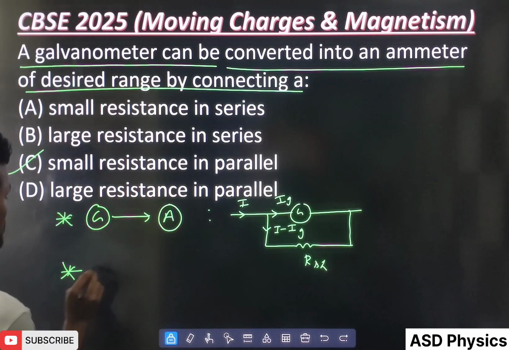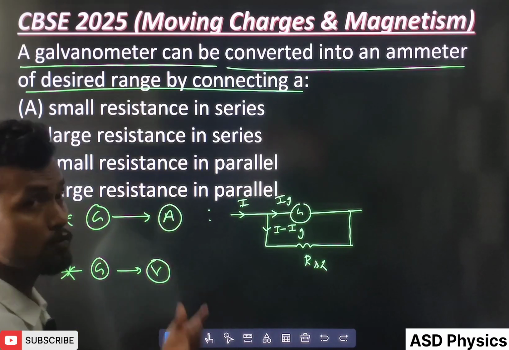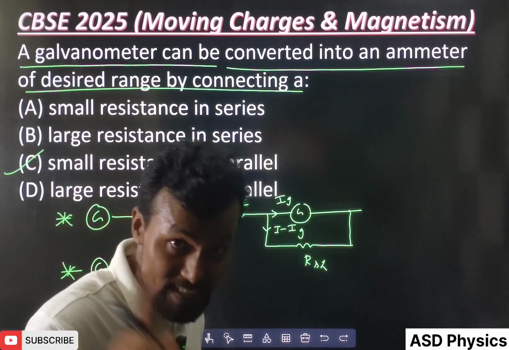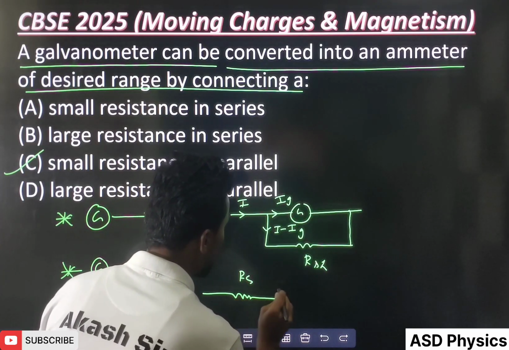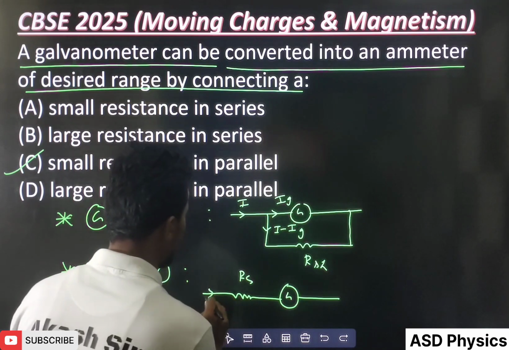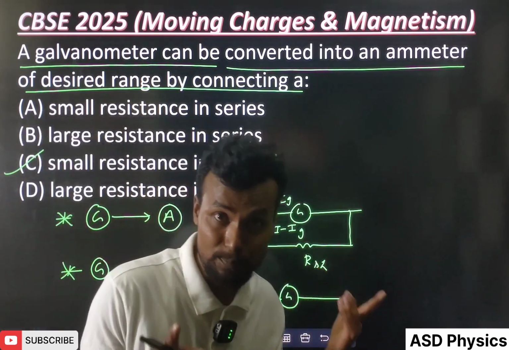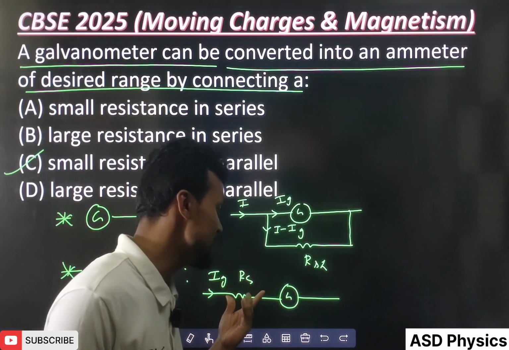And for information purposes, if a galvanometer is going to be converted into a voltmeter, then, students, we have to connect one high resistance in series. It used to be like this: this is the RS, here the galvanometer, and here the current Ig will be there. So galvanometer to ammeter is low resistance in parallel, called shunt, and galvanometer to voltmeter is high resistance in series.